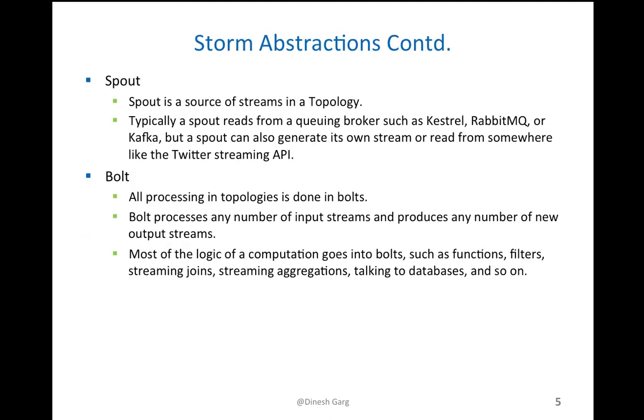We already talked about spout and bolt. Spout is the source of streams, the initial source of streams in a topology. It can basically read from any kind of queuing broker, maybe Kestrel, RabbitMQ, Kafka, or any other source. What are bolts? This is where you actually do all your processing of the topologies. It processes any number of input streams and produces any number of new output streams. And as I just explained, it can do any kind of things. It can be some functions, it can apply some filters, it can do some sort of joins, aggregations, or it can talk to databases and so on.